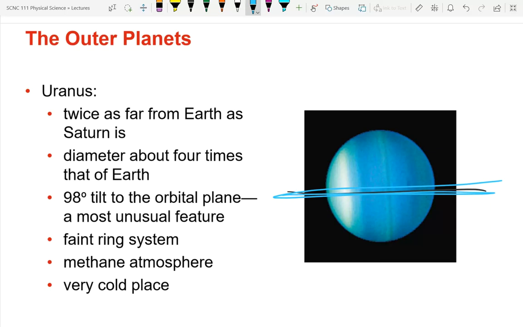So half of 84 is 42. For 42 years, it'd be summertime. And then you would have the equinox, and then it would be wintertime for the next 42 years. And you would have continuous sunlight if you were on the pole. Continuous sunlight for 42 years. And then no sunlight for 42 years. That would be bizarre weather, right? Of course, it is a gas giant. There's no surface. You couldn't live there.